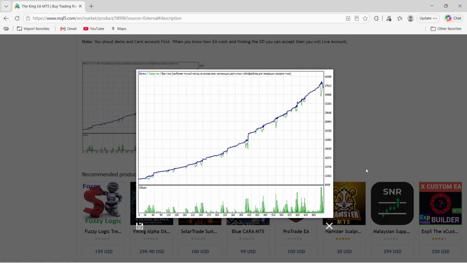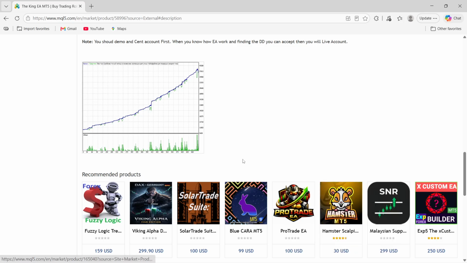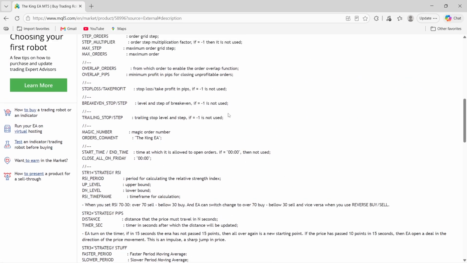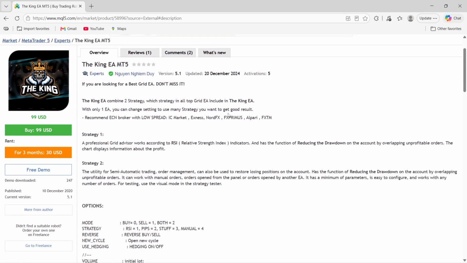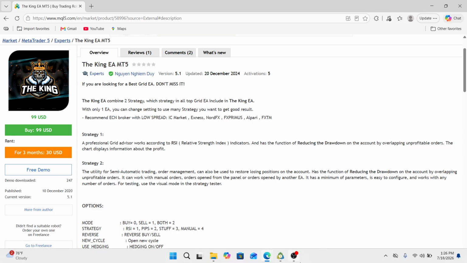But how does this actually hold up with personal backtesting? We're going to take a look at my own personal backtest to see how it actually holds up and if what the developer claims about the EA actually holds true. All right, so let's go straight to MT5 accounts.